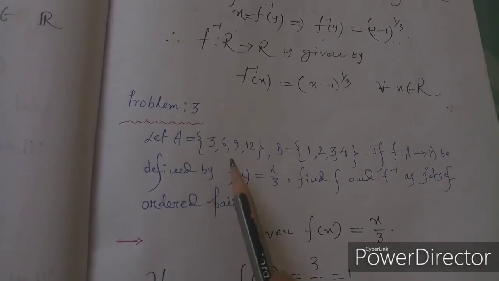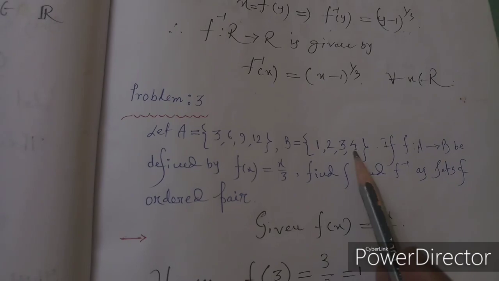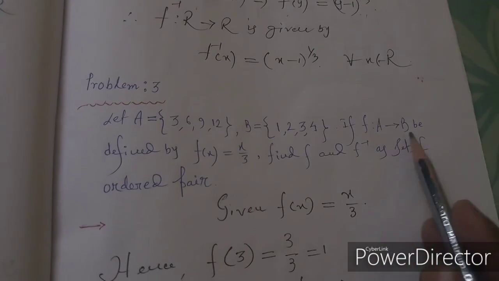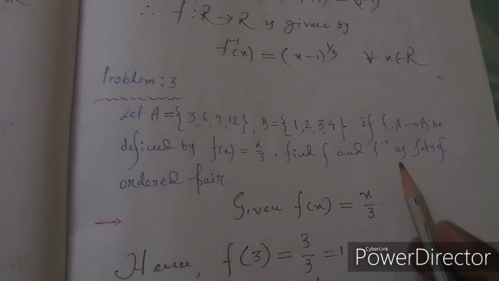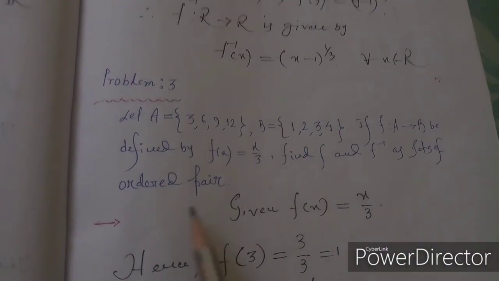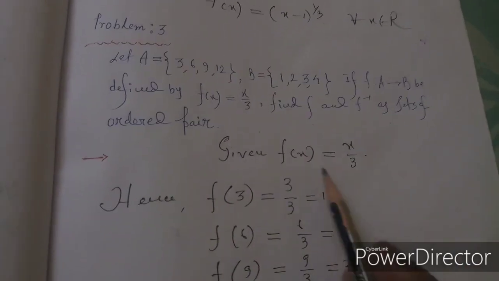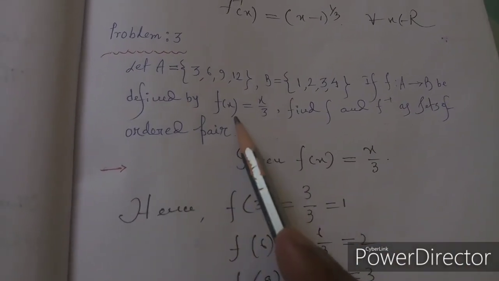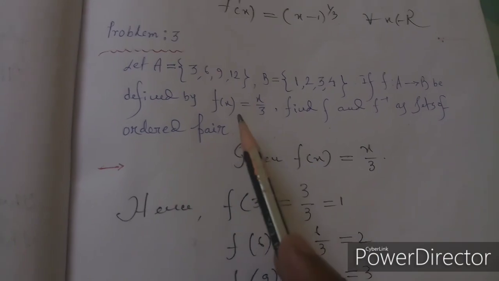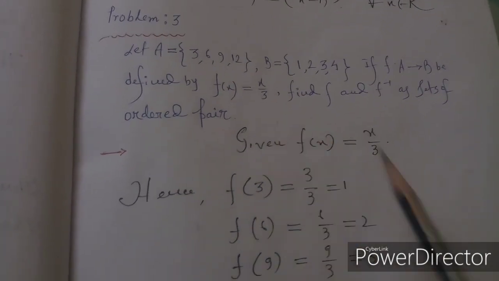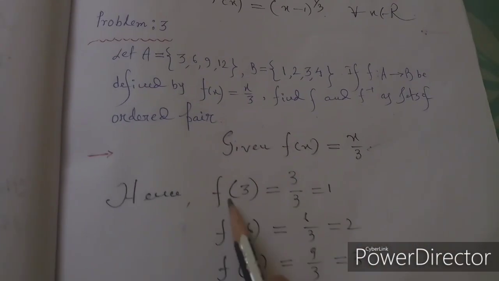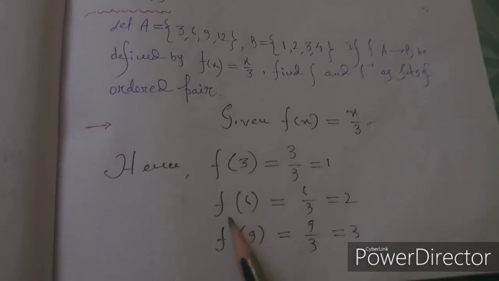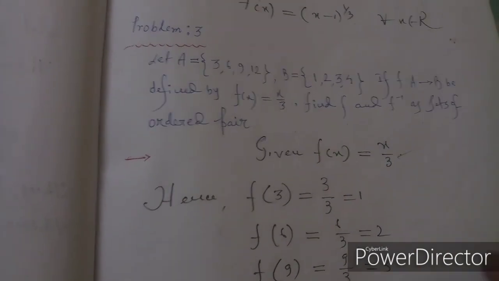Now problem number 3. Let A equal to {3, 6, 9, 12}, B equal to {1, 2, 3, 4}. If f from A to B is defined by f x equal to x by 3, find f and also f inverse as a set of ordered pairs. So now according to the question, the rule, or correspondence, is f x equal to x by 3. Put it. So now what is your domain? 3, 6, 9, 12. f 3 equals 3 by 3, 1, f 6 is 2, f 9 is 3, and f 12 equals 4.